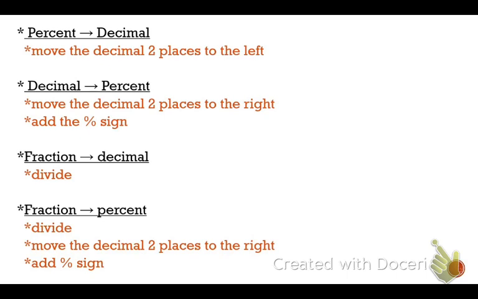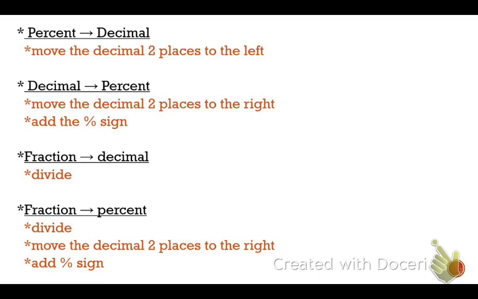All right, so there's a few rules. The first one, if I am changing from a percent to a decimal, class, read it to me. What does it tell me I need to do? Move the decimal 2 places to the left. All right, very good. So I'm going to move it 2 places to the left. Next up, a decimal to a percent, what do I do? Move the decimal 2 places to the right. And then I have to? Add the percent sign. All right, very good.